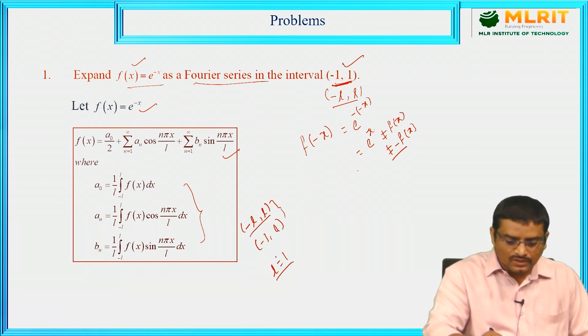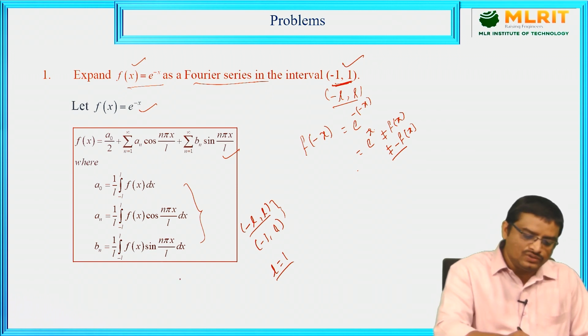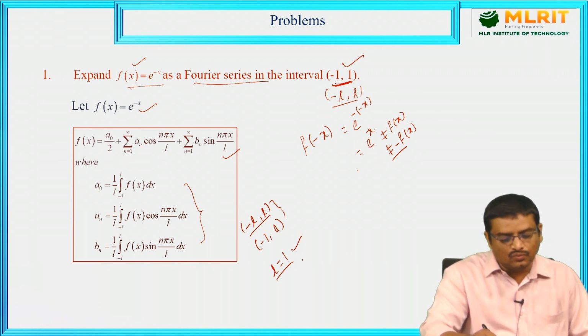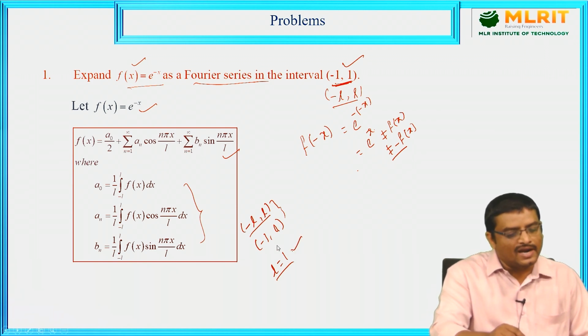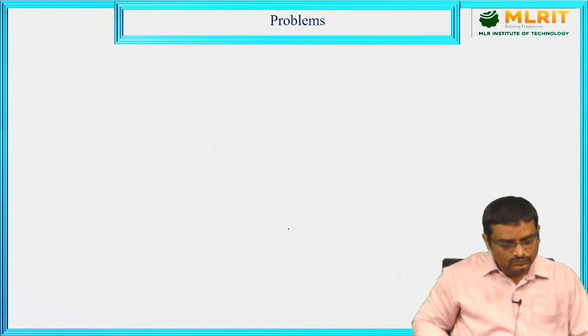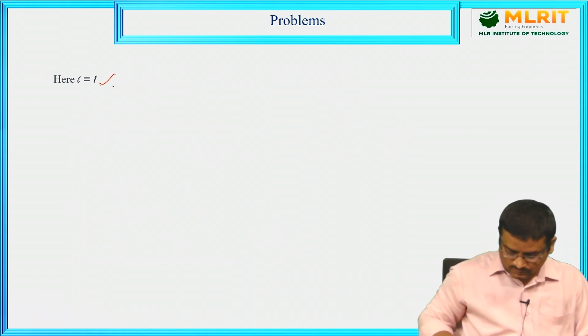Now, if you want the standard formula to find the Fourier series and its coefficient values, wherever we have L, we have to replace that L with 1. Then we can get our standard Fourier series formula in the interval minus 1 comma 1. So, here we have taken L is equal to 1. Now, replace that.